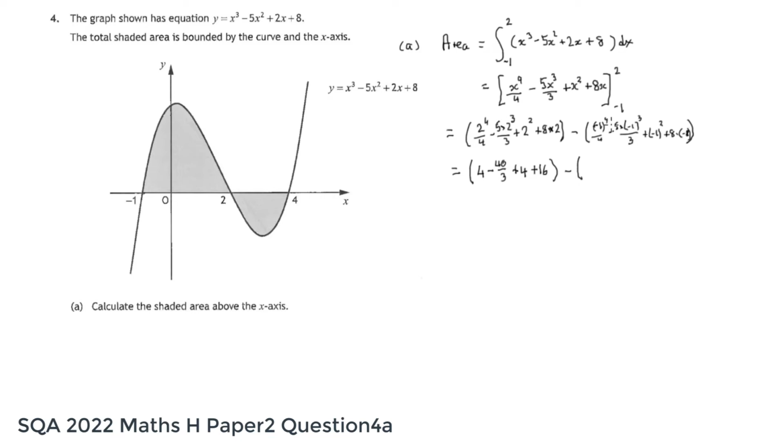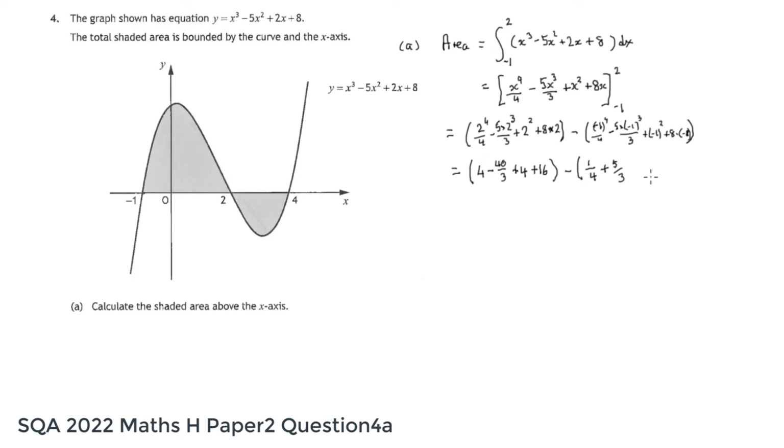Negative 1 to the power 4, that's going to be a positive answer, and it's just going to be 1. So it's 1 over 4, 1/4 for the first term. Now negative 1 cubed is negative 1. With this negative makes this term positive. 5 times 1 is 5 over 3. So there's 5/3.